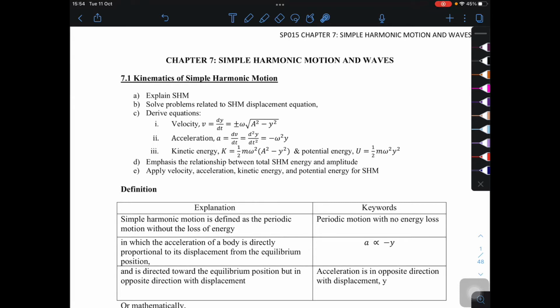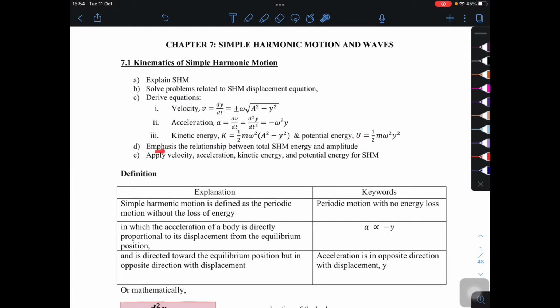First, you should be able to explain SHM, which is the short form for Simple Harmonic Motion. Solve problems related to the SHM displacement equation. Derive equations for velocity, acceleration, kinetic energy, and also potential energy. Next, emphasize the relationship between total SHM energy and amplitude. And last, you apply velocity, acceleration, kinetic energy, and potential energy for SHM.